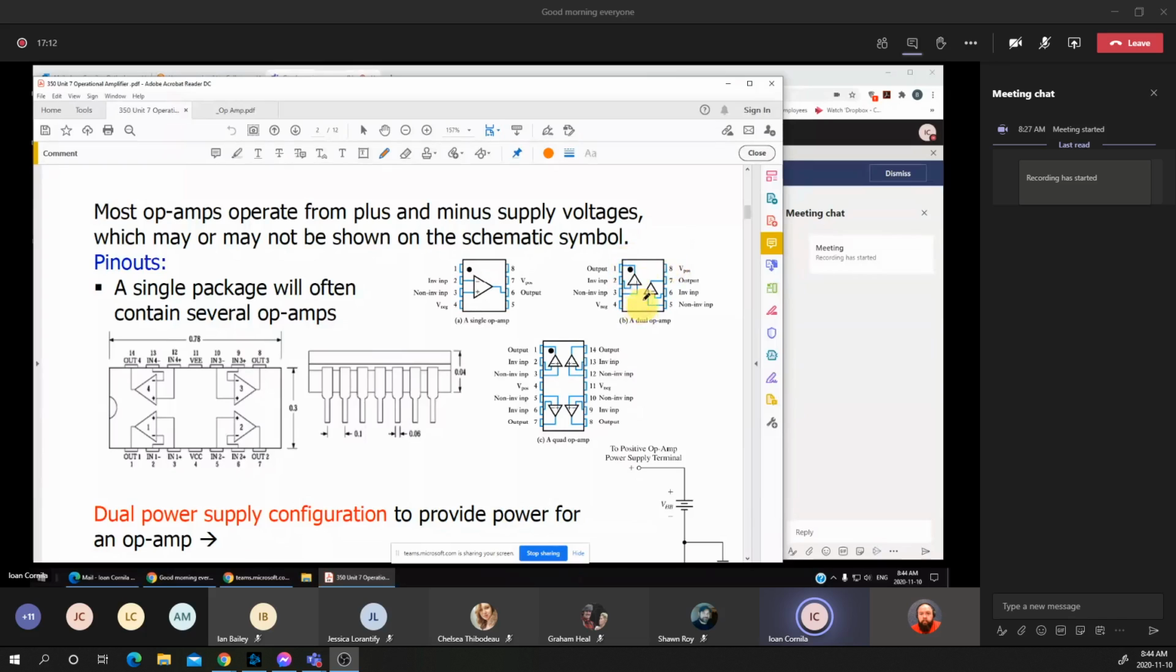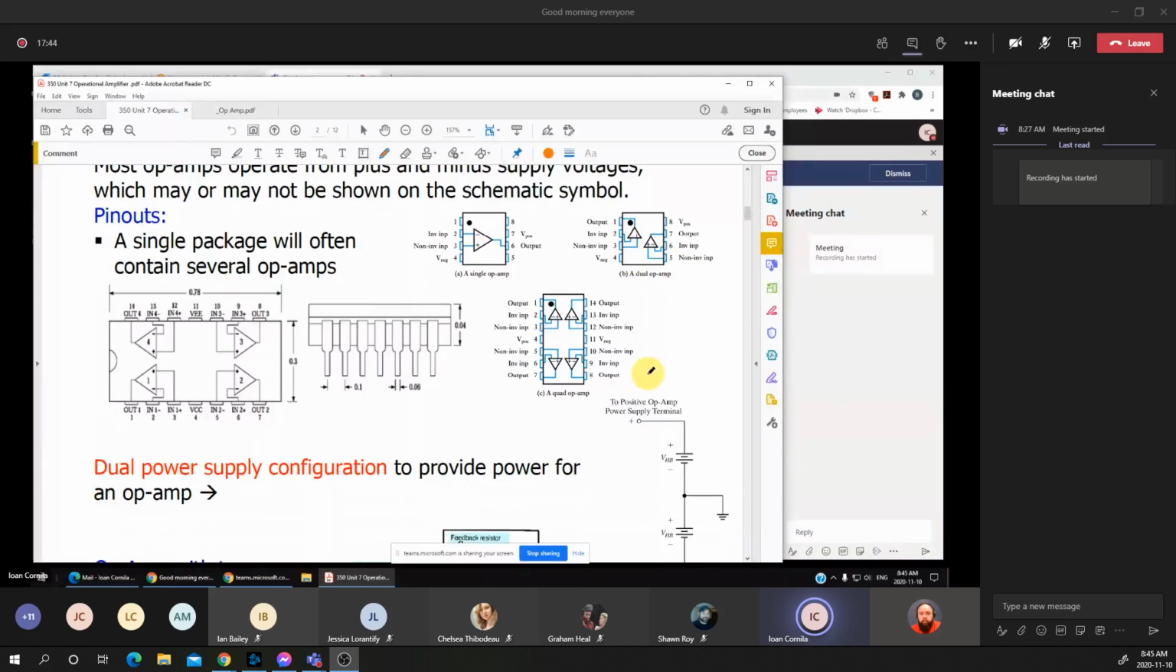We may see two operational amplifiers, or dual op amps, in a single integrated circuit. In this example, you notice that I'm having the same size, the same shape for the op amp, but it has two operational amplifiers in it, and it shows the two inputs and the output for each of the two operational amplifiers.